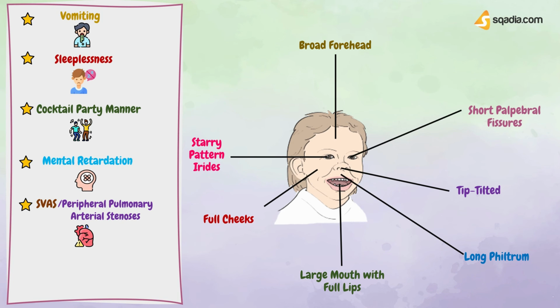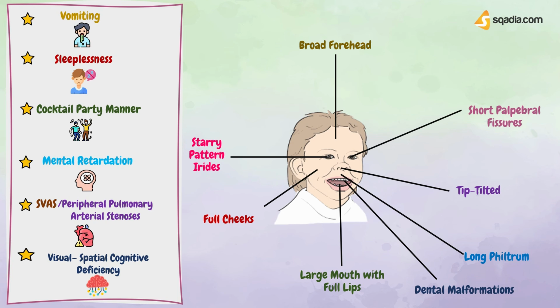Peripheral pulmonary stenosis is a narrowing in one or more of the branches of the pulmonary arteries. Dental malformations. Short stature. With sloping shoulders and visual spatial cognitive deficiency. Visual spatial processing is the ability to tell where objects are in space. That includes your own body parts. It also involves being able to tell how far objects are from you and from each other. People use visual spatial processing skills for many tasks, from tying shoes to reading a map.